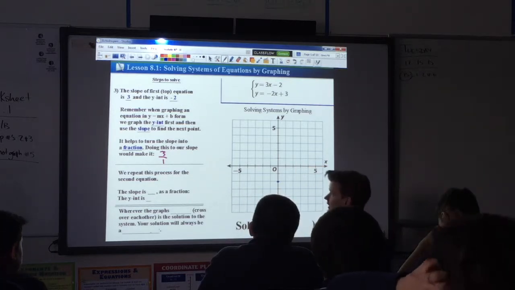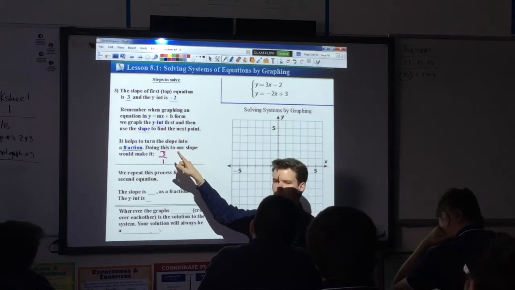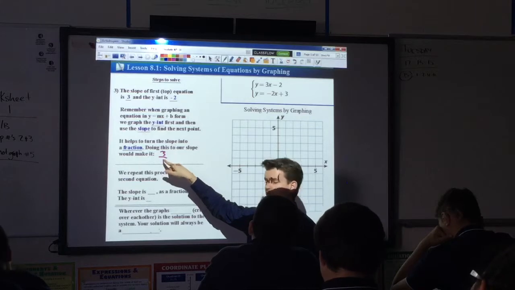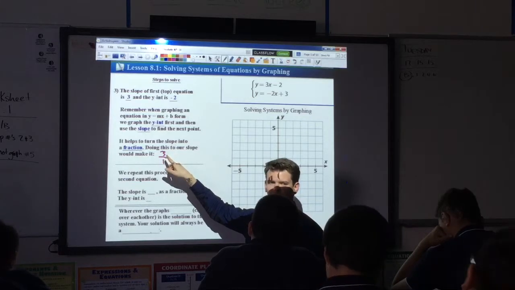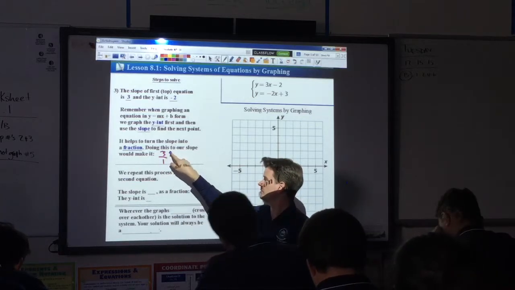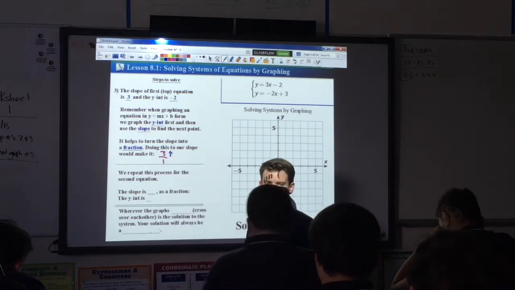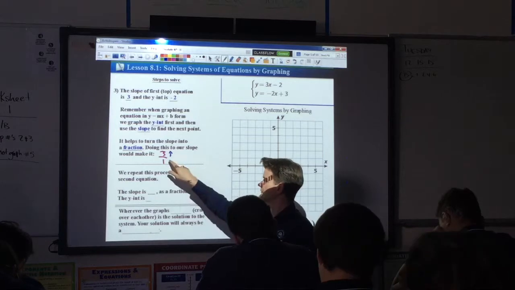So now to get to the next point, I look at my slope. Let's see if it remembers. The numerator tells me to do what? Go up, down, left, or right? Up or down. Now, because it's positive, what are we doing? We're going up 3. The denominator tells me to go right or left. Because it's positive, what am I doing? Right. I'm going right. Okay.